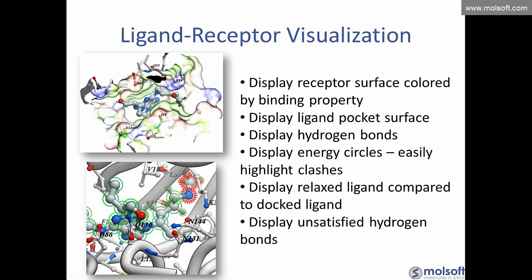We're going to start by understanding how to look at the key interactions between the ligand and the receptor. So this helps you in your design phase. So you would load the complex, and then you can display certain things like hydrogen bonds. You can display a surface shown here, for example, colored by a binding property, which could guide you into how to improve your ligand. You can display energy circles.